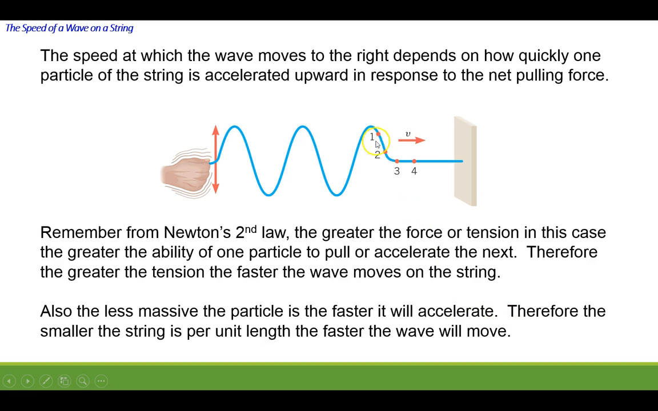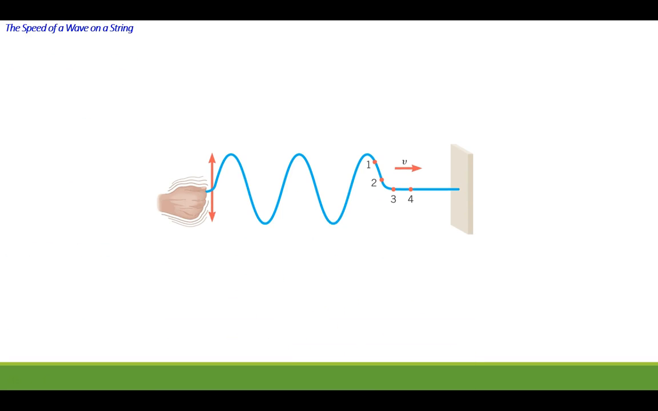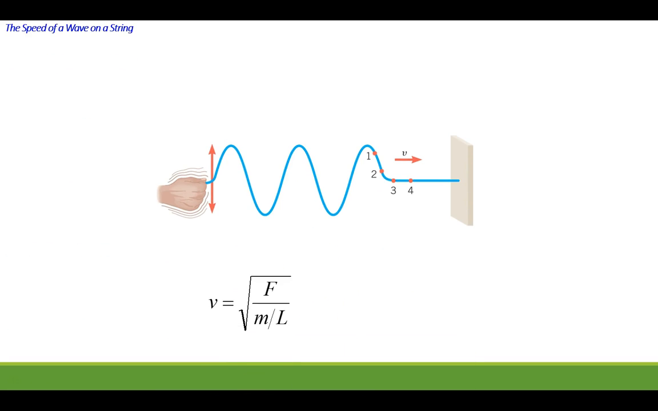So think of it logically. More force, greater acceleration, greater speed. More mass, the harder it will be to accelerate and therefore less speed. And this can be summarized in this formula, where velocity is equal to the square root of F, which is the force or tension in the string, divided by the mass per unit length of the string.